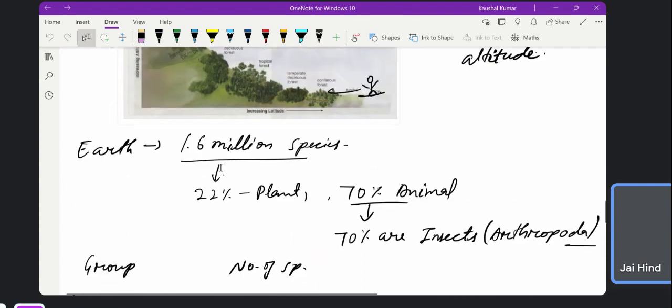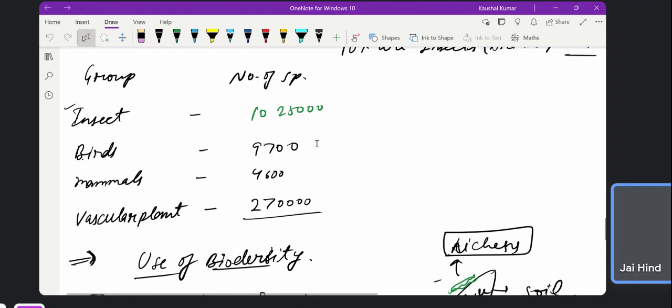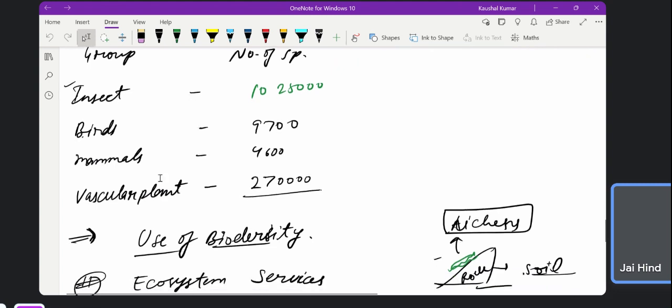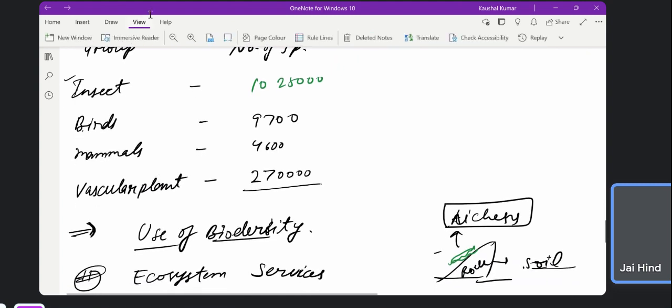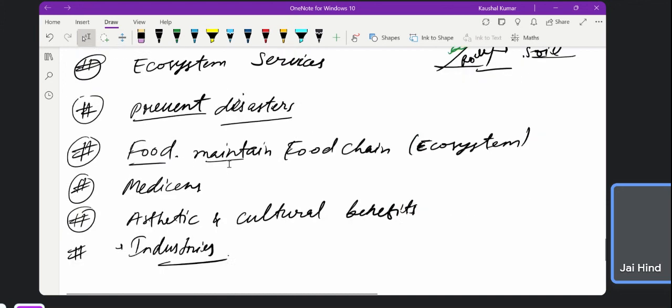Then there are groups which are very diverse. Insects are the most diverse among all living creatures, then vascular plants are more diverse. Mammals are around 4,600 species till now. This is all about what we discussed yesterday. Now we will continue with another topic.